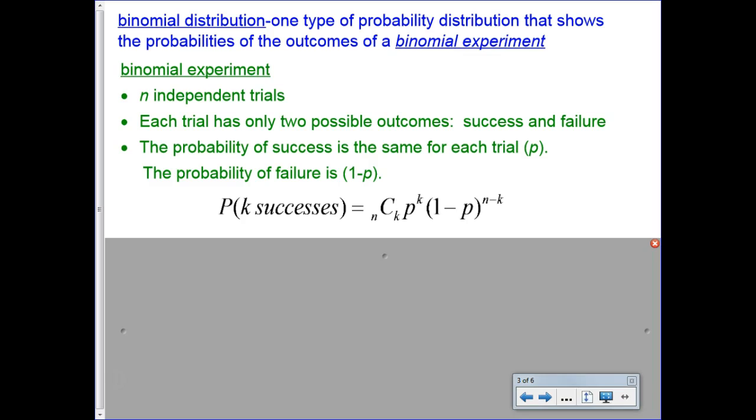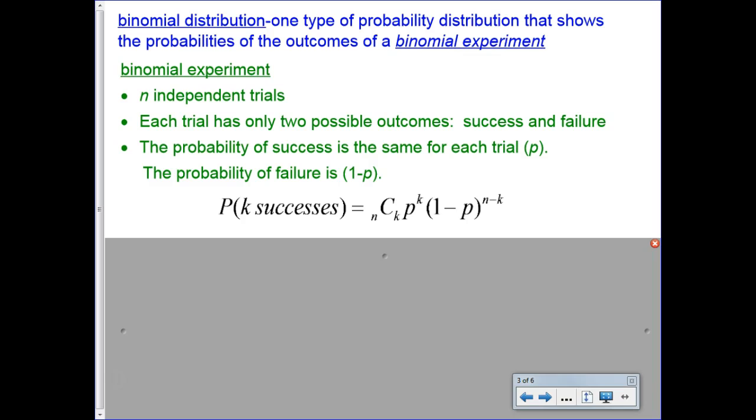So maybe you're trying to measure the probability of getting heads when you flip a coin. The probability of success would have to be the same for each trial. So in our case, if we were flipping a coin, the probability should be 50% or 0.5. Then the probability of failure is 100%, or 1 minus the probability of success.